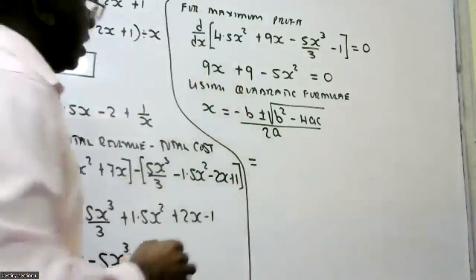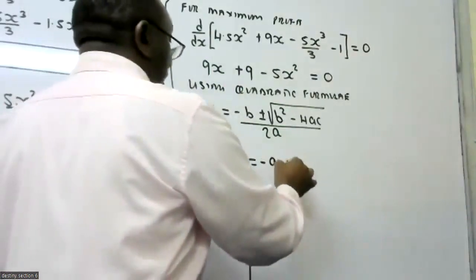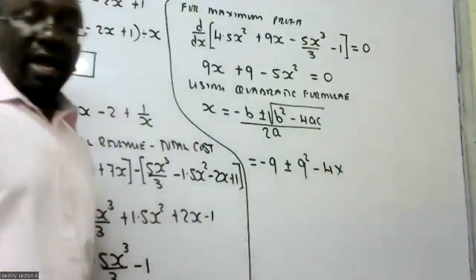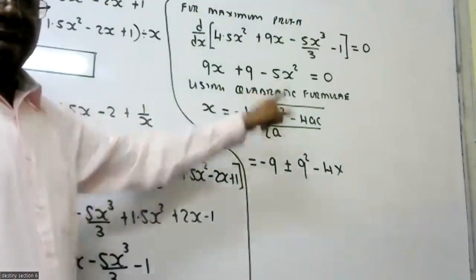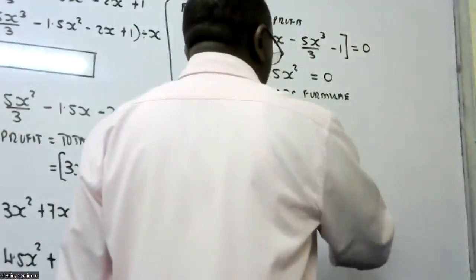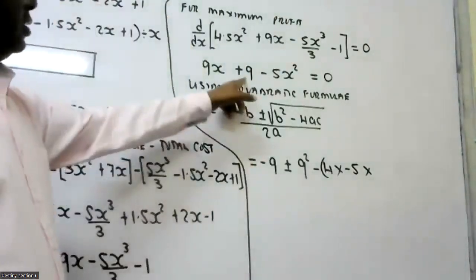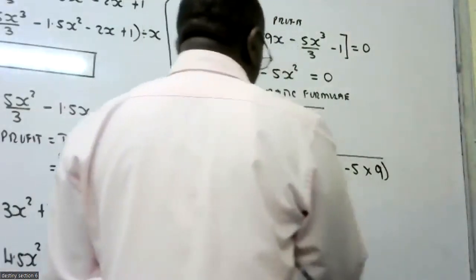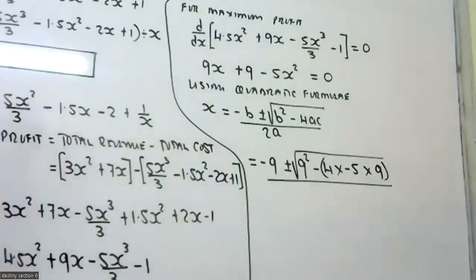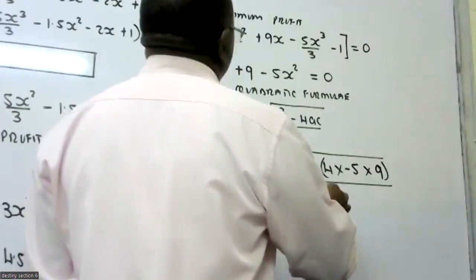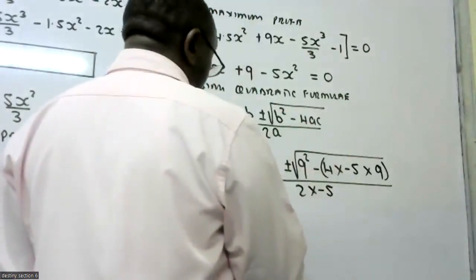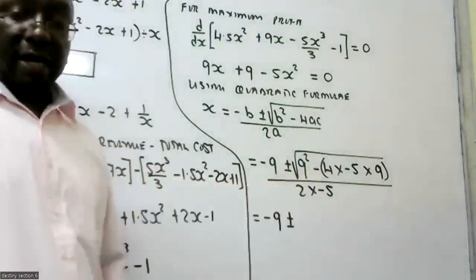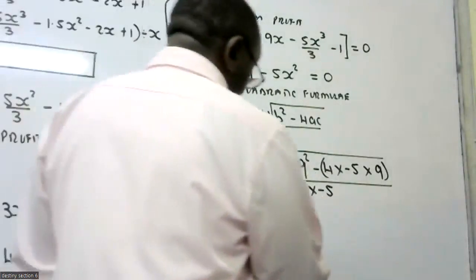Our b is this one, so it's minus 9, plus or minus the square root of 9 squared minus 4 times a. Our a is this one, negative 5, so it's negative 5, times c. C is this one, 9. Then you divide all this by 2 times a, so 2 times minus 5. So we get minus 9 plus or minus... now give me what is here on the square root side.